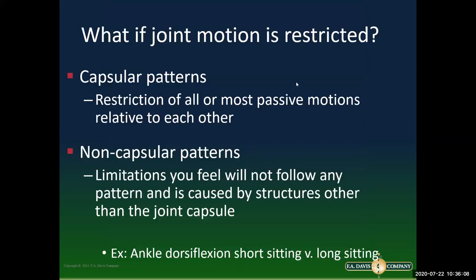So if joint motion is restricted, we have to figure out if it's a capsular or non-capsular pattern, right? If it's capsular, it's those joint ligaments, the tendons, the actual, maybe the labrum, stuff like that. If it's non-capsular, it's extra-capsular structures, such as the muscles or maybe the bones themselves.